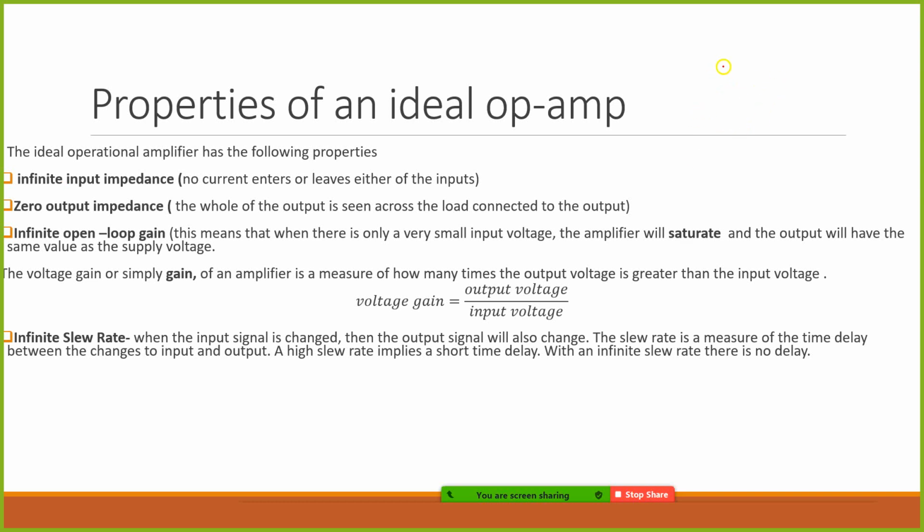So if we go back and draw the symbol for the operational amplifier, here is my negative and positive terminal, my power supply, my output. Now, it is telling us that in an ideal sense, my input has infinite input impedance, which just tells me that I have a very large resistance that is infinitely large, that it is not going to allow any current to pass through or go towards the operational amplifier. So it says that no current enters or leaves the input. You see what I mean?